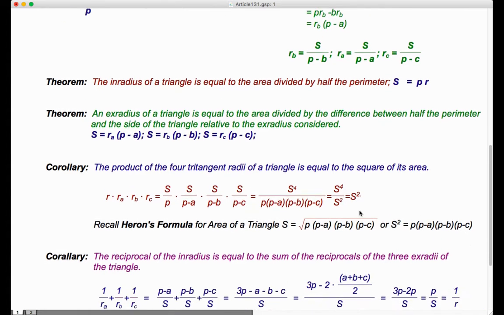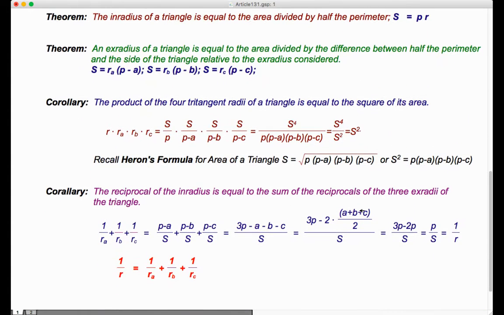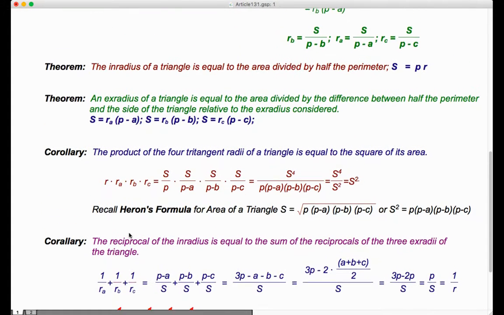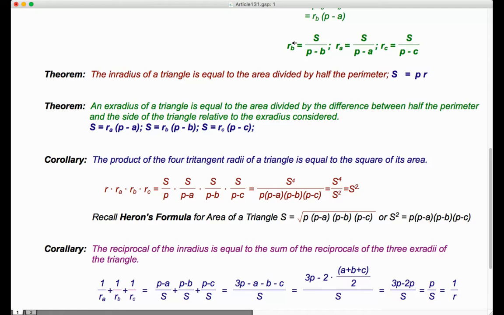So beautiful. Okay. And the next corollary: the reciprocal of the inradius is equal to the sum of the reciprocals of the 3 exradii of the triangle. Okay, we can just add the 3 exradii. And where is our formula? Here is our formula, okay?